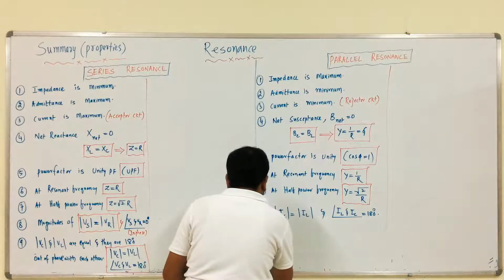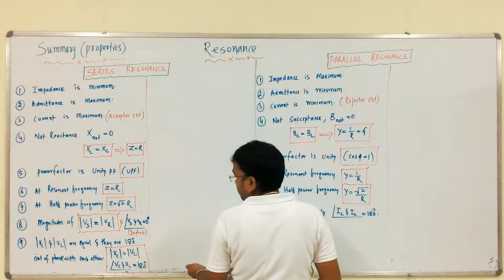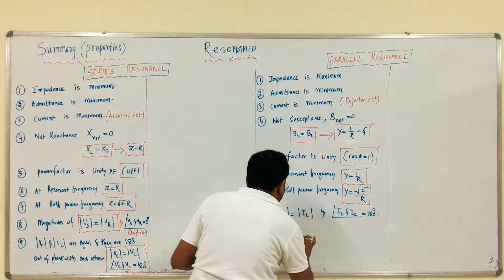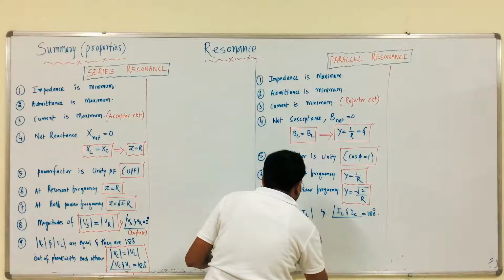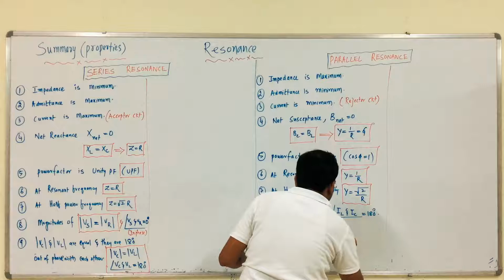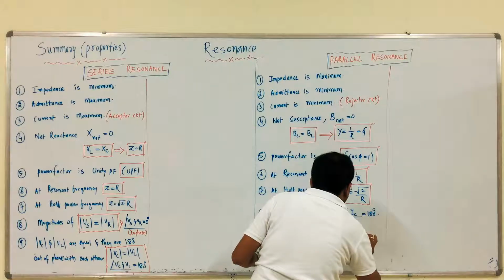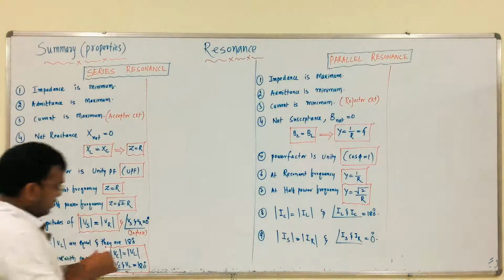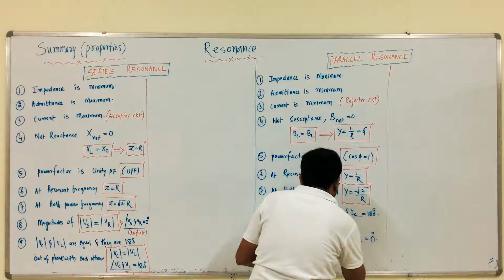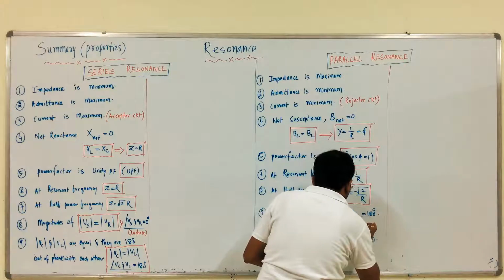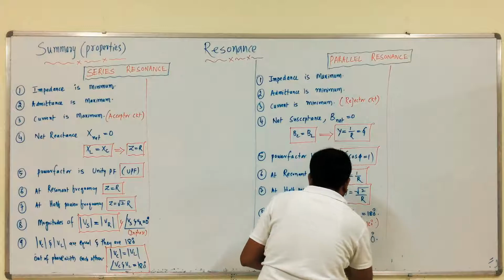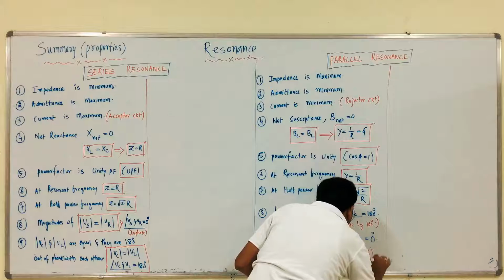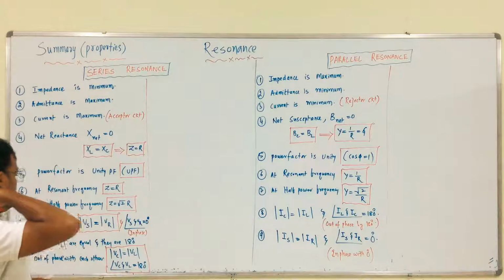Next, ninth point. Here no problem at all. Magnitude of source current should be equal to the current through the resistor, and the angle between source current and IR should be equal to what? 0 degrees. That's it. You can write: out of phase by 180 degrees, in phase with 0 degrees. Clear? So, completed.